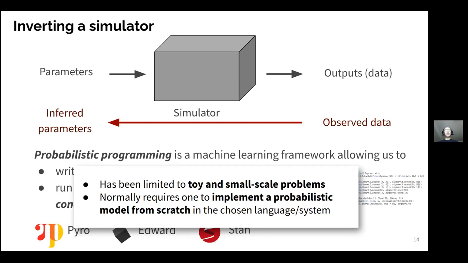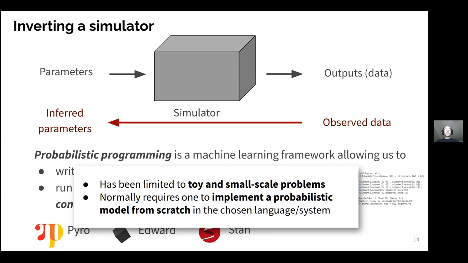One reason is probabilistic programming is most of the times very computation intensive. But the other thing is using probabilistic programming systems requires you to implement a model from scratch in the chosen language. So let's say you want to solve a problem with Pyro or Stan. You are supposed to learn Pyro or Stan and from scratch implement your model in this language in order to do Bayesian inference in your problem.